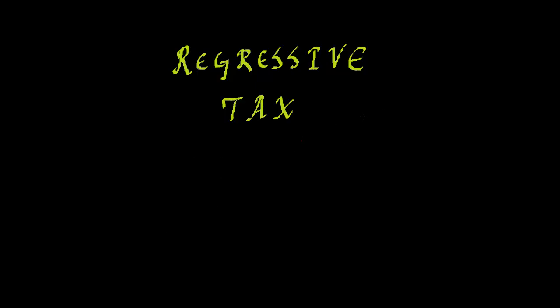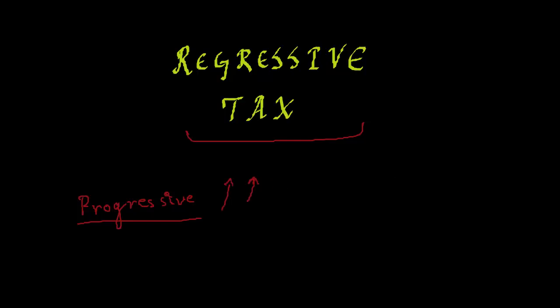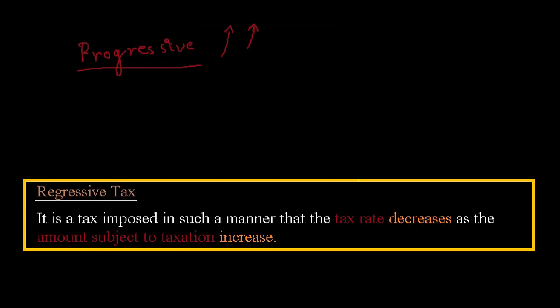Hi guys, in this video we are going to discuss the regressive tax. We have already discussed the progressive tax in our previous video. That is a kind of tax where the tax rate increases as the taxable base also increases. Both of them increase. Now let's see the definition of regressive tax first.